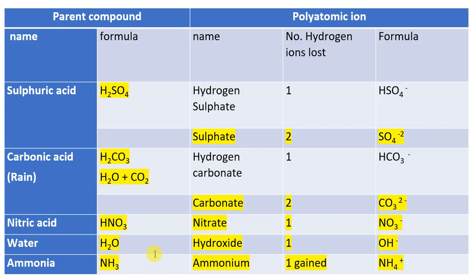Lastly, the unusual one. Compound ammonia is the only one for us that can gain a hydrogen ion. And when it gains one as H+, the NH3, having gained that hydrogen ion, becomes NH4+, ammonium. And that's it. That's the second and final video on working out chemical formula. My next video will be on equations and how to balance.